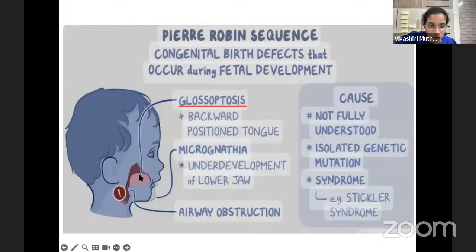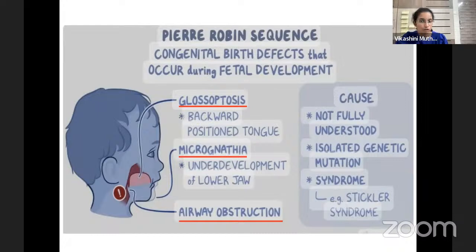Here, this is glossoptosis, which is backward position of the tongue, micrognathia, where you have an underdeveloped jaw, lower jaw especially, and airway obstruction. So this is the triad. The cause for this Pierre Robin is actually not understood. It can be because of an isolated mutation, or it can be syndromic also. And the most common syndrome associated with this Pierre Robin is Stickler syndrome.